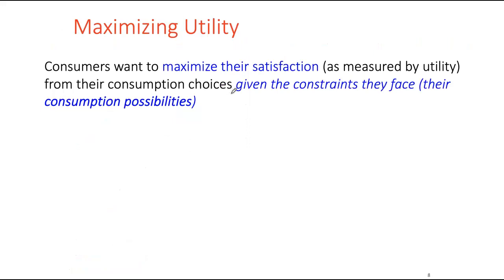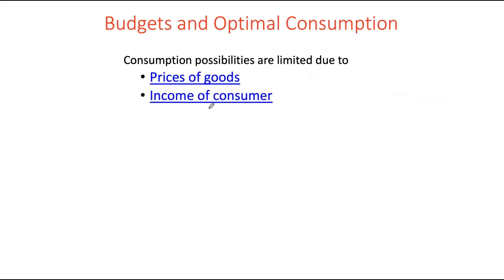Now remember, a consumer choice had two main principles. One, we want to maximize our satisfaction. This is going to be measured in utility. And this satisfaction is maximized given some constraints that we face. Remember the budget or consumption possibilities that we were talking about. So let's talk about the second part now. What's the budget that the consumer faces, or what are the consumption possibilities that the consumer face?